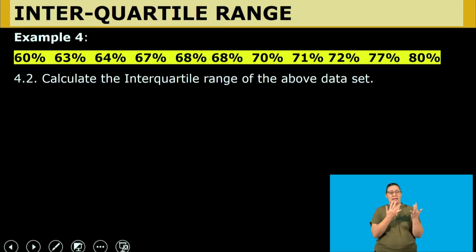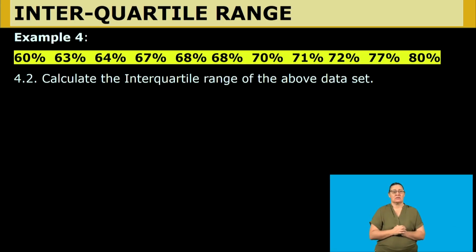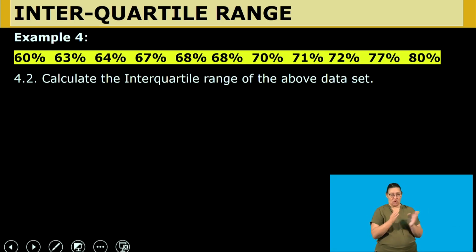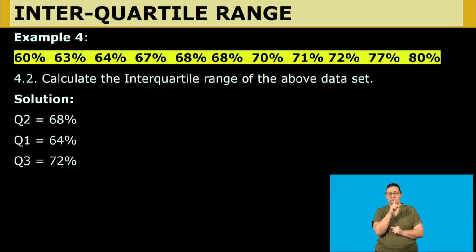4.2, calculate the interquartile range of the above data set. Remember, when you calculate your interquartile range, number one, you check that your data is arranged. Secondly, you find your median first. That is your starting point. So looking at this data, we've got 1, 2, 3, 4, 5, 6, 7, 8, 9, 10, 11. Meaning that the median is the sixth value. 1, 2, 3, 4, 5, 6. This is the middle value. That is why Q2 is 68%.